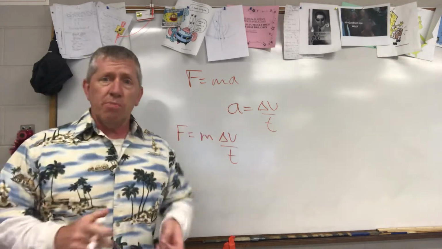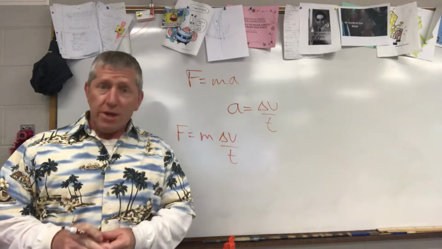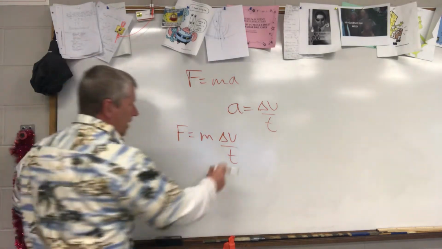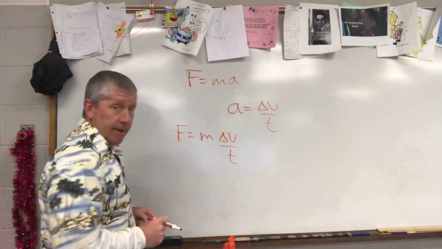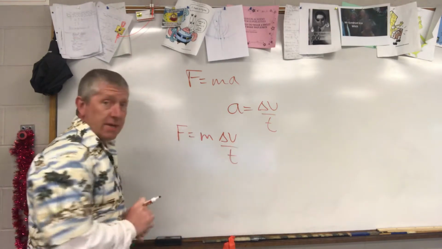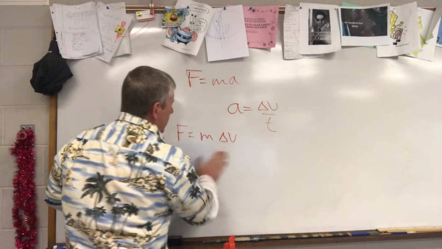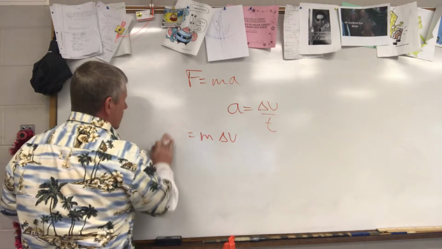Now, because this is America, and we can do this if we want to, let's take this t and move it to this side. So let's multiply both sides by t. Get rid of t here and put t over here.